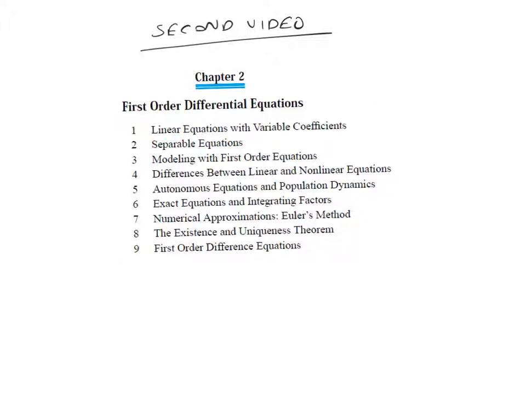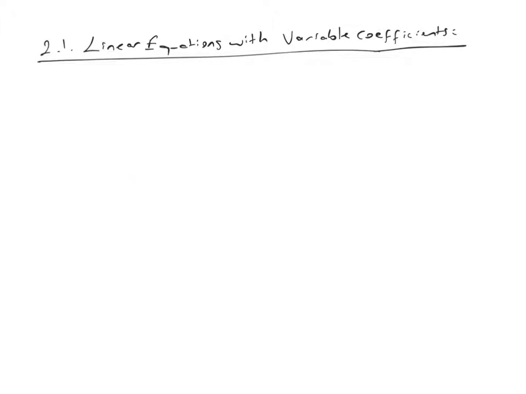In the previous chapter, we dealt with the simplest form of the first order differential equations, which is dy over dt is equal to ay plus b, where a and b are constants. And it is the simplest form.